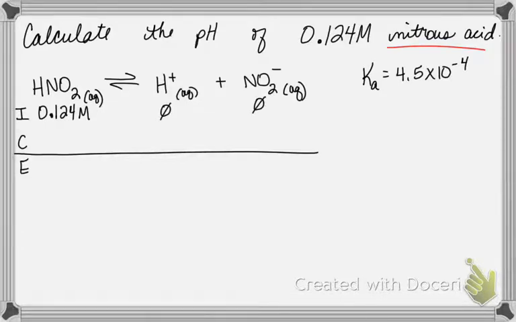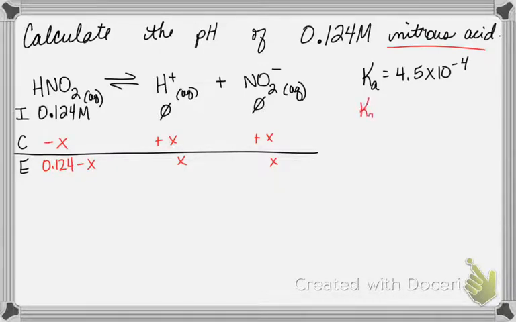Okay? Now, it's not strong, so we cannot say 0.124 right here because it doesn't completely ionize. It partially ionizes. So what we have to say is, well, X amount ionizes. And you're familiar with using X's on these ice tables. And that's how the ice table is completed. We looked up the Ka.